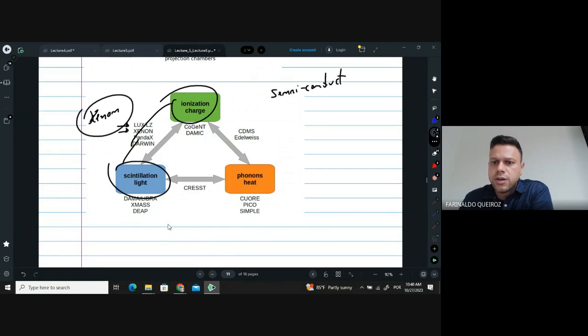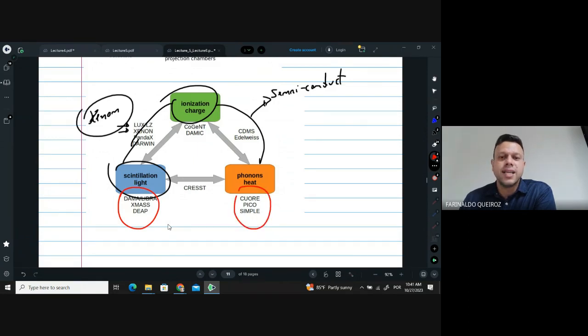Semiconductors usually rely on ionization and heat. Some others are very different, such as CRESST, which is basically the only one that relies just on scintillation and phonons, which makes this type of detector much harder to build. They didn't prove to be very efficient when you use these two techniques. Anyways, as you see, there are still some detectors here that use just one. They're just relying on one technique only.